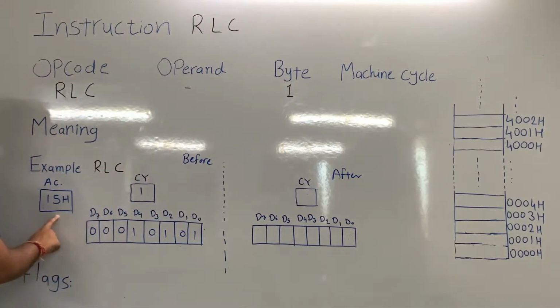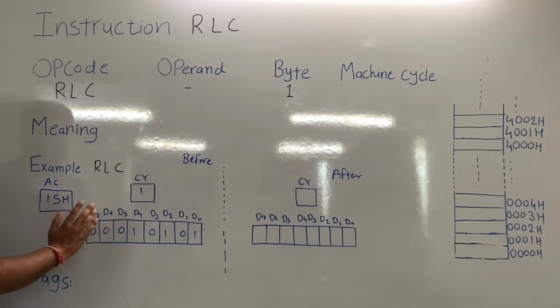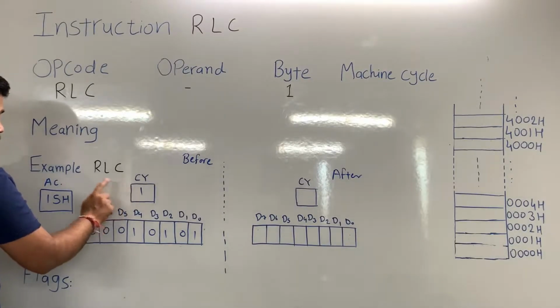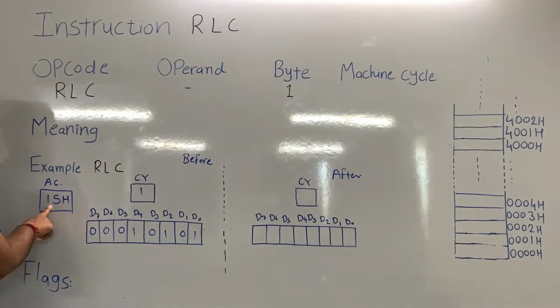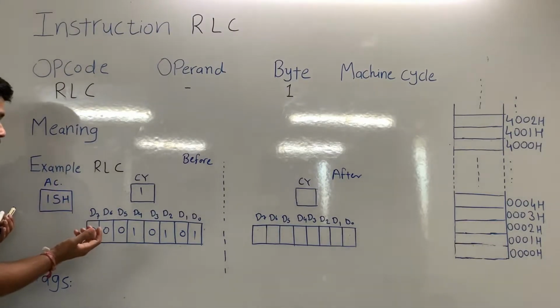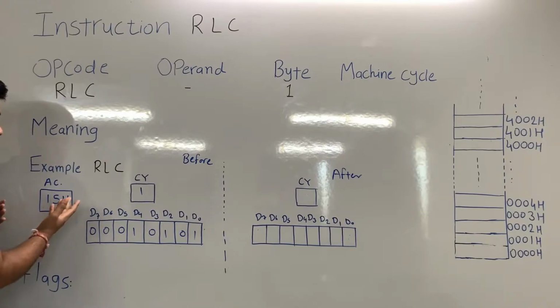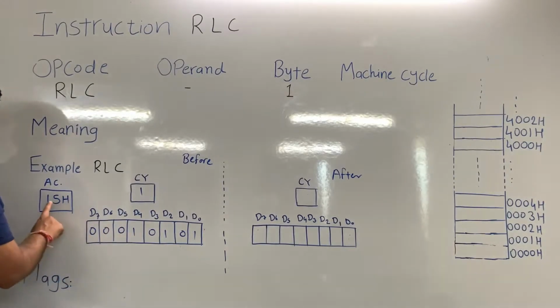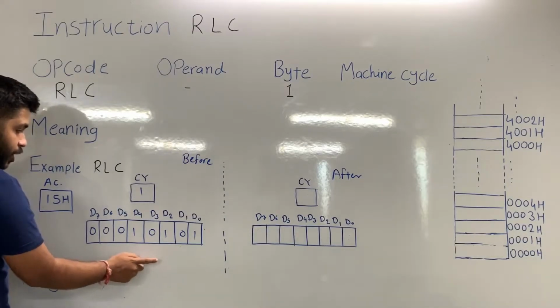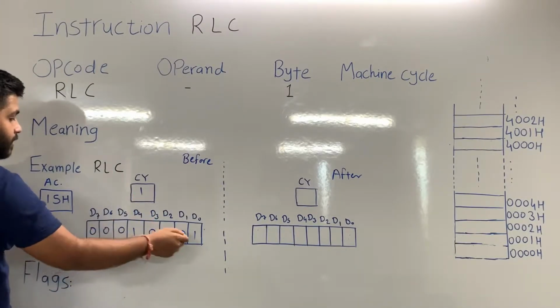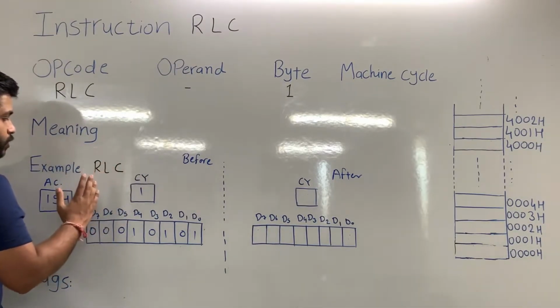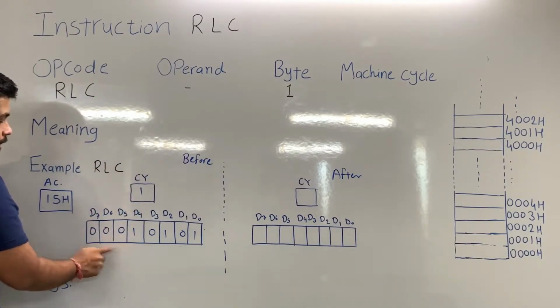Before the execution, you can see that the content of accumulator is 15H. You can see that the content of carry flag is 1. Now the content of accumulator is 15H, it means it is in hexadecimal. If you convert this number into binary, you will get some pattern like this. I have represented the same accumulator bitwise. So the 15H is present in this accumulator too, but the difference is that it is represented in binary. So it is the same accumulator. Before the execution, this is the content of carry and the accumulator.